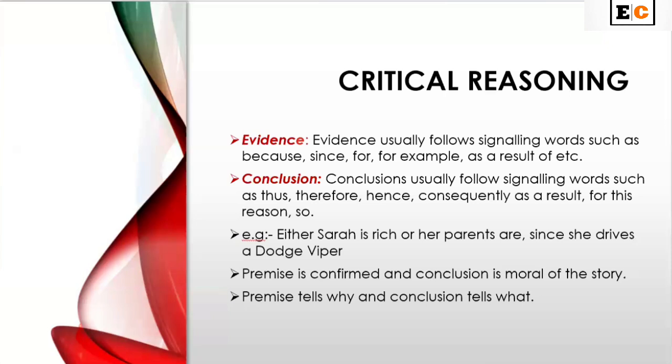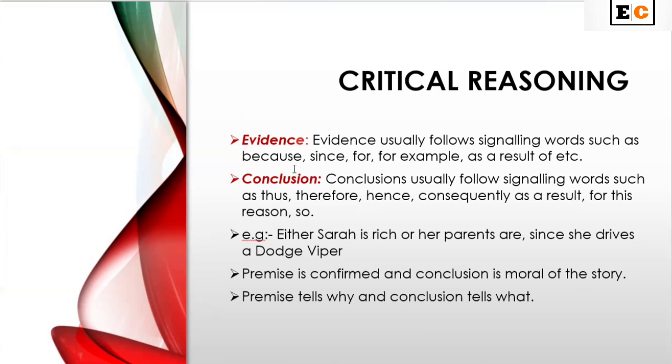Moving further, understand a few important parts of critical reasoning. What are those parts? One is evidence, and the second, a similar word related to evidence, is premise. According to this PPT, evidence is premise, and premise means a piece of information based on fact.